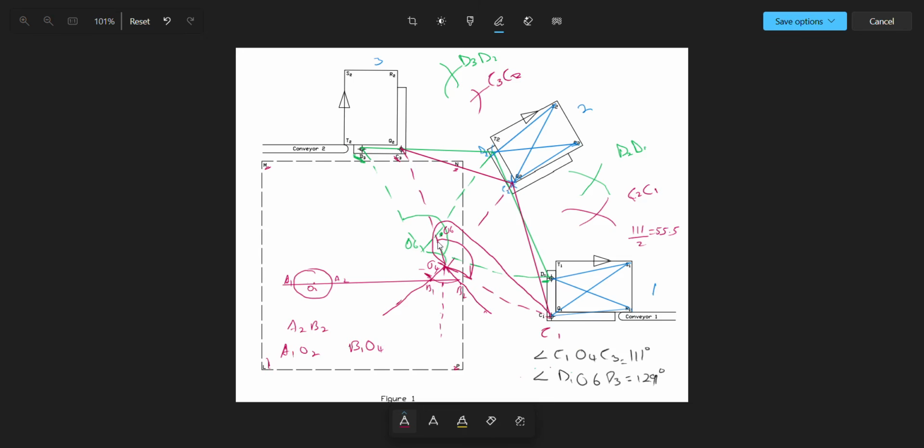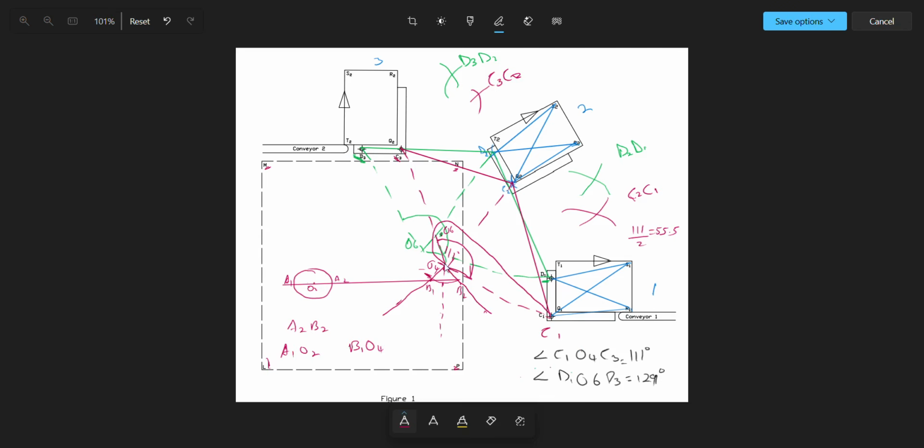You see, the angle from here to here is 111. From here to here is 111. But if there is a pivot here, we cannot complete that 111. So that means we have to bend this link so that it skips over that pivot. So that means all the links are going to be bent.